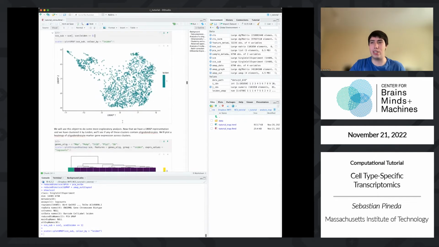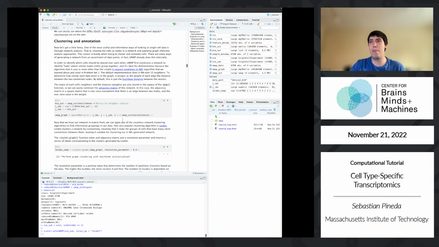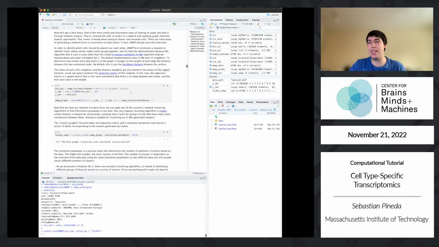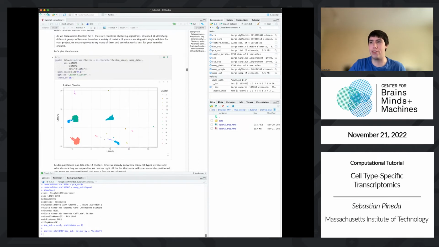Now I have a clustering. Before, I showed you that these genes are expressed in these specific clusters. But this is by eye, right? These cells had not been grouped thus far. But now I did a Leiden clustering, which tells me I have 14 different groups of cells.